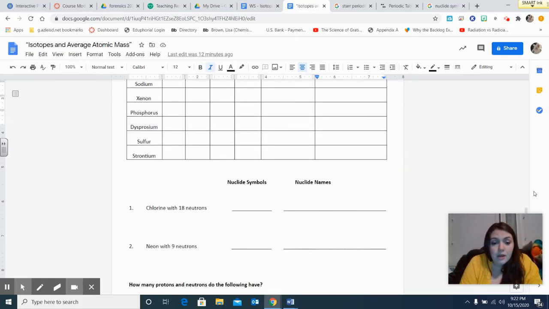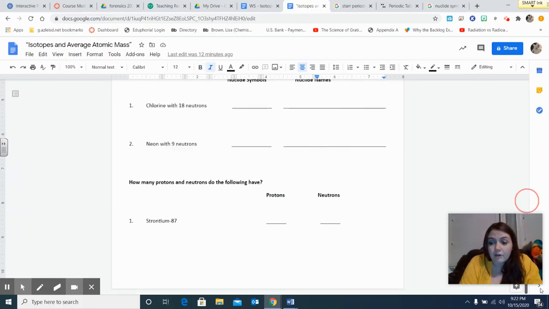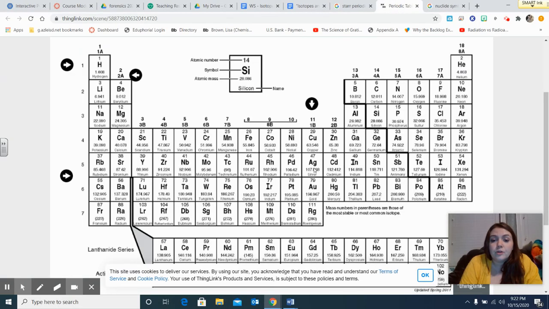Okay. And then lastly, we have this very last question: how many protons and neutrons do the following have? So strontium-87. So again, this is the nuclide name that we just did. It's element dash mass. This is the mass number for strontium, okay? So how do I find the protons for strontium? Well, I go look at the periodic table. So strontium is number 38. So it has 38 protons. That's how it works. It's the atomic number, okay? So that's how you know.